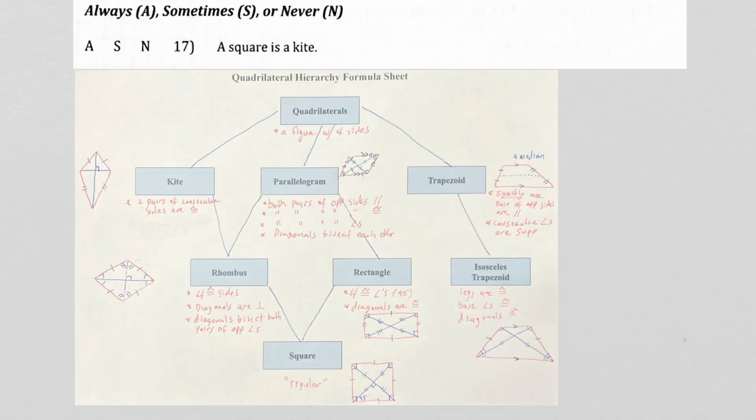Okay, these are always, sometimes, never problems. So a square is a kite. Well, to go from a kite downward, it's an always. So a square is always going to be a kite. In other words, everything below has all the properties of everything above.